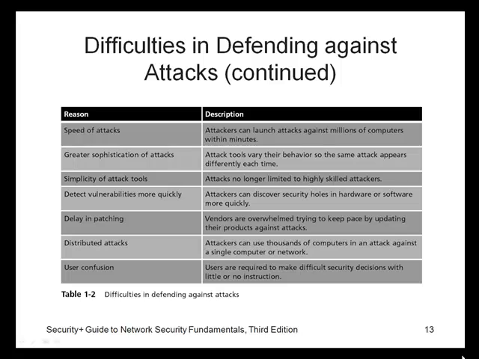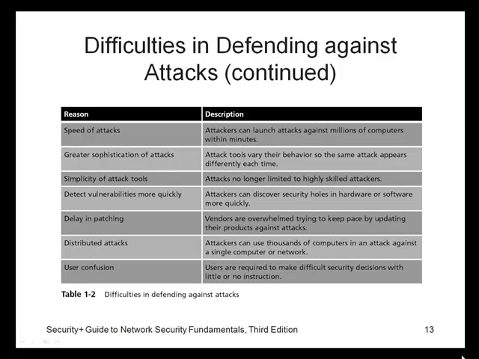The reason, description: speed of attacks. Attackers can launch attacks against millions of computers within minutes. Part of that is, I think, the communications that are available on the internet, and the speed that you can distribute the software that you need. The denial of service attacks that are going on right now are all voluntary, as far as I can tell. They haven't actually tried to send this attack software to users, but all the ones that are using it have volunteered to do that.